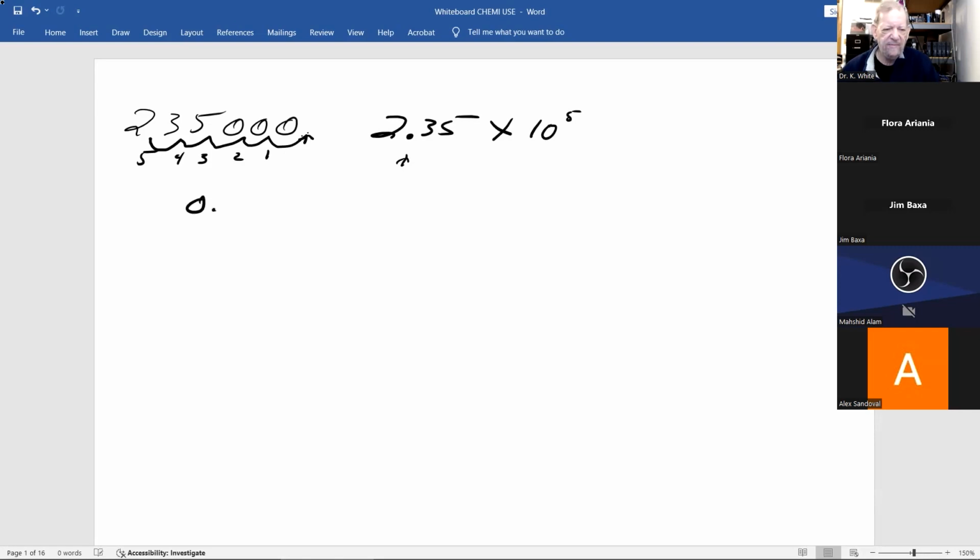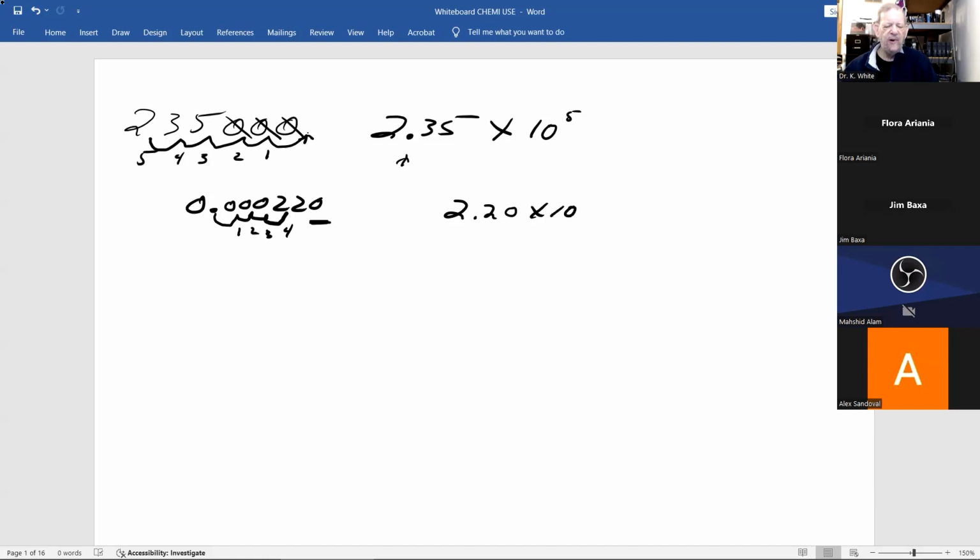Now, if the number is less than 1, guess what? You still move the decimal point to the right of the first non-zero number. 1, 2, 3, 4. Now, if the number is less than 1, zeros at the end are not dropped. Like here, these were dropped. So this would be 2.20. And we moved it 1, 2, 3, 4 times.